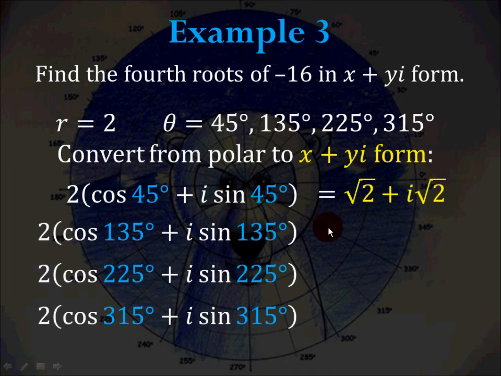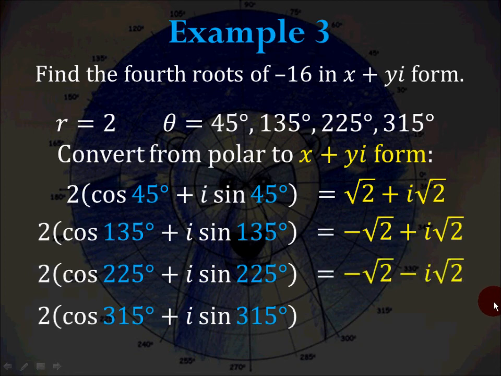This happens to be radical 2 plus i radical 2. Cosine 45 is root 2 over 2, so 2 times root 2 over 2 is radical 2. Sine 45 is root 2 over 2, 2 times root 2 over 2 is just radical 2. Here, you can get a negative radical 2 plus i radical 2. You can get a negative radical 2 minus i radical 2, and a radical 2 minus i radical 2.